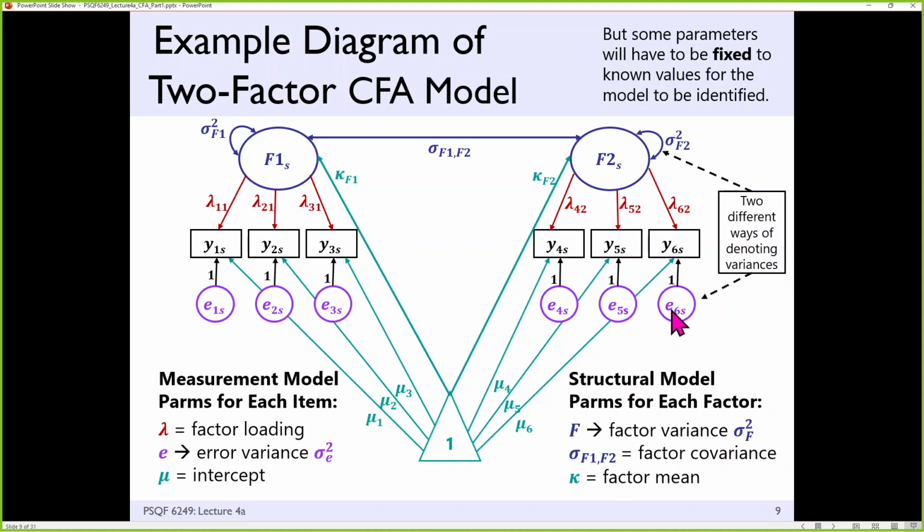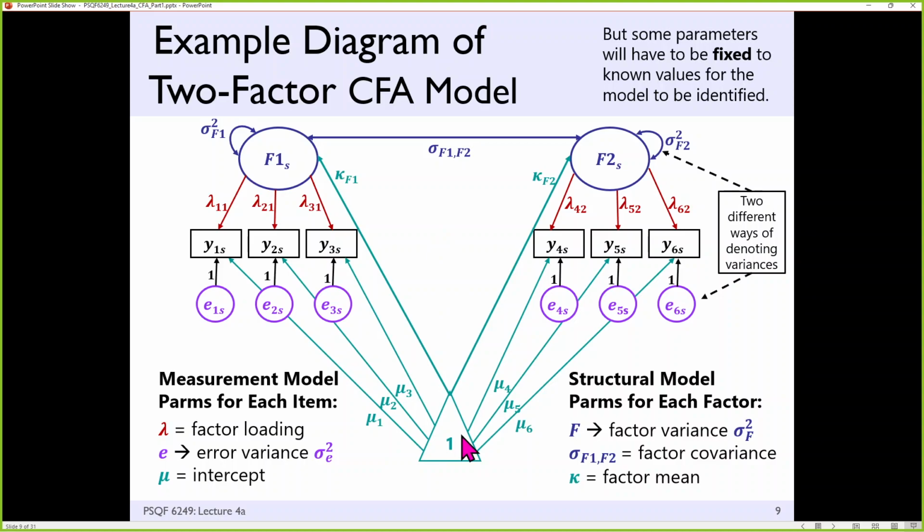So each of these E's is going to have an estimated variance as well, and I'm going to call that sigma squared E, for error variance, like we usually do. So each item usually gets a separately estimated error variance. Each item usually gets a separately estimated slope or factor loading.